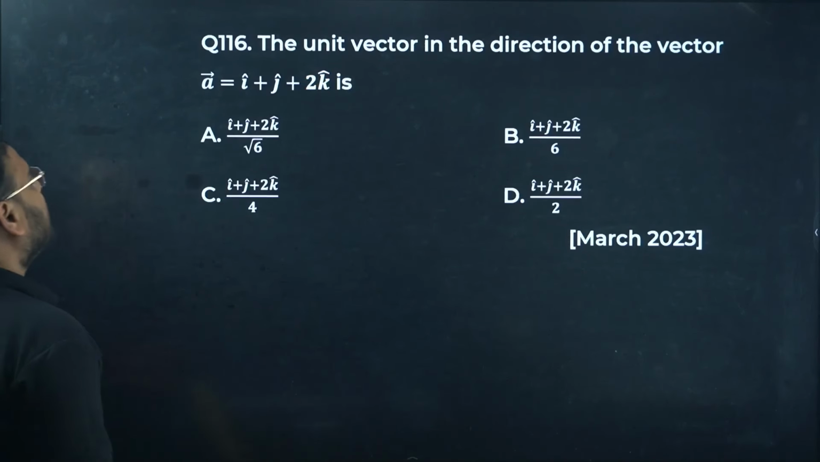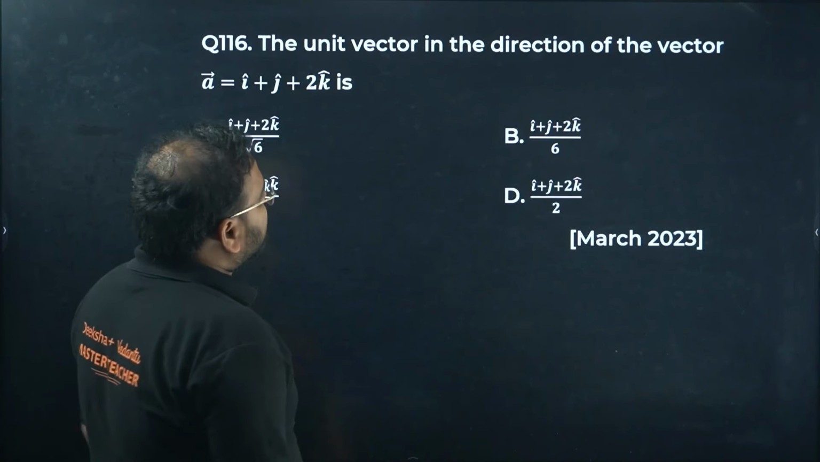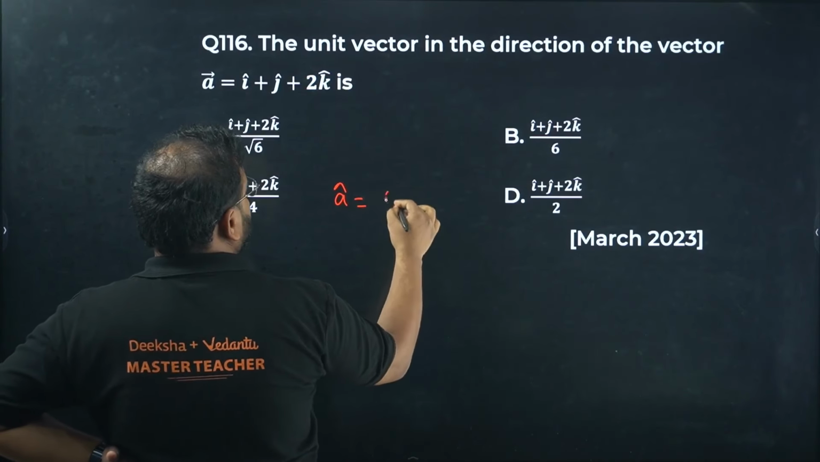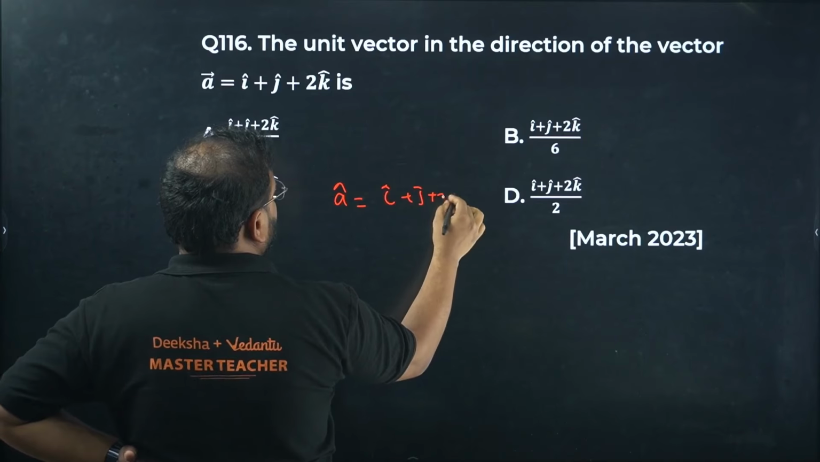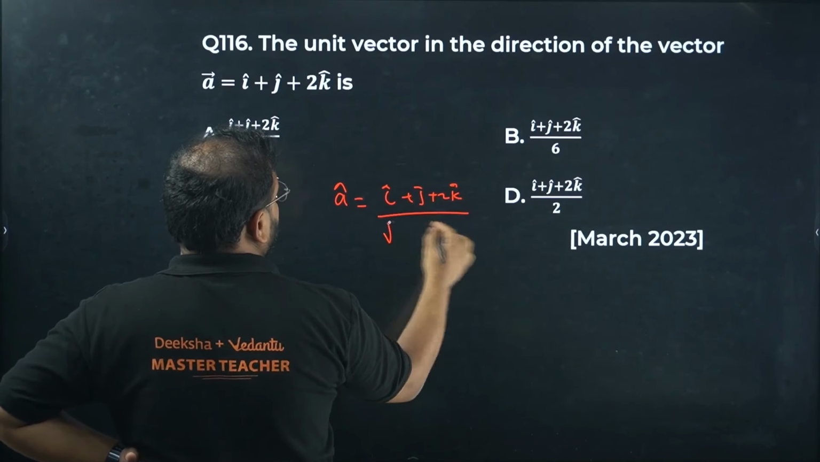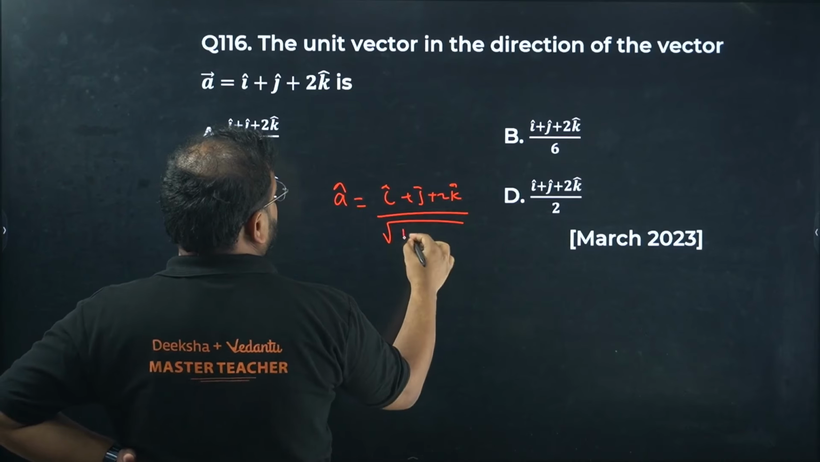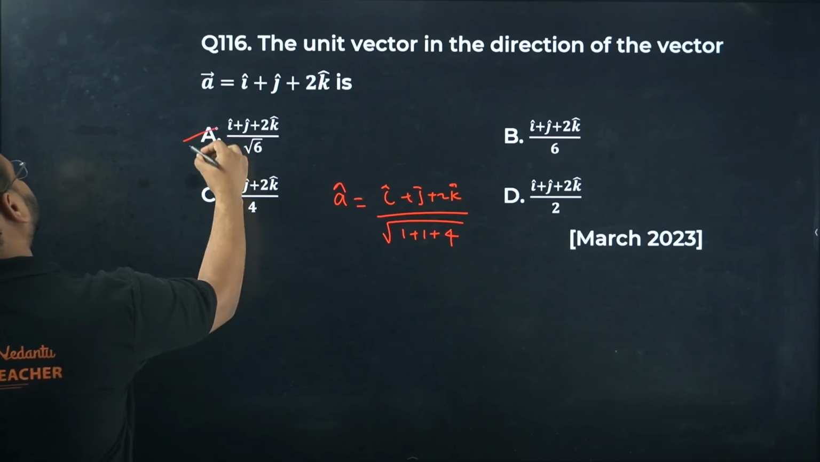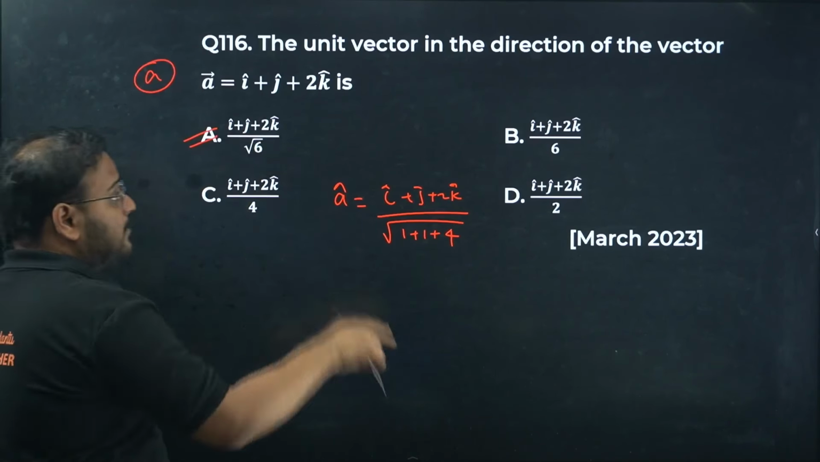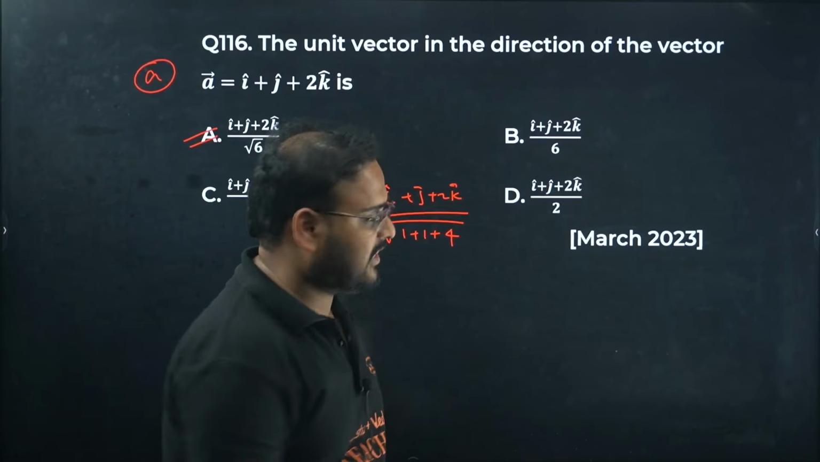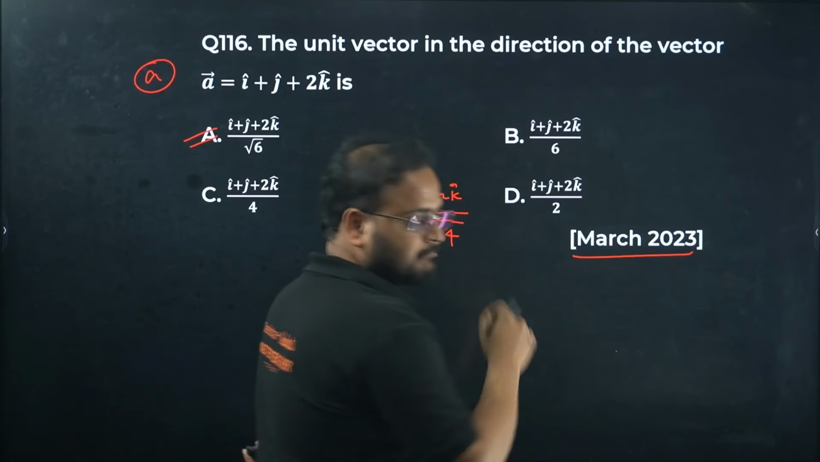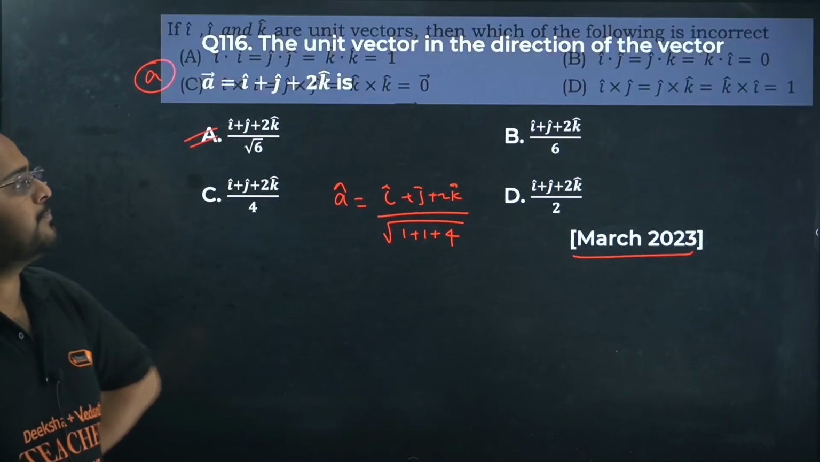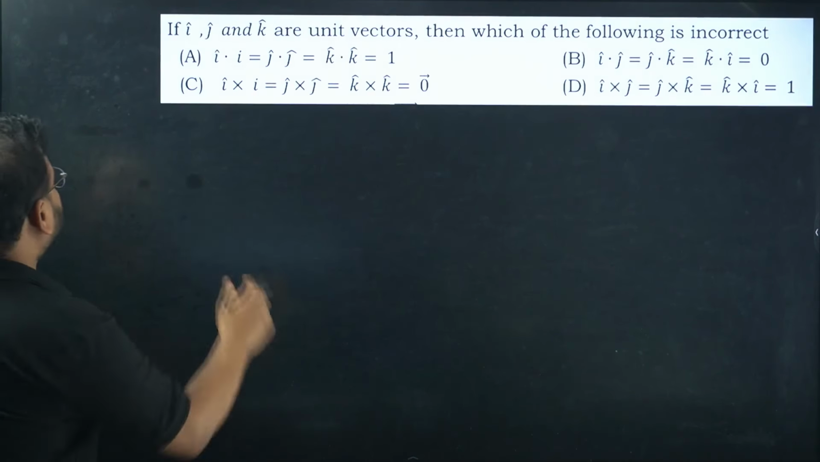Next, 116. Unit vector of the direction. Okay, we are looking for simply A cap. Find it A cap. So i plus j plus 2k divided by the modulus of this. So 1 plus 1 plus 4. That's root 6. This is a PYQ also. Check. Board exam PYQ. Very important way to say it. Very simple.